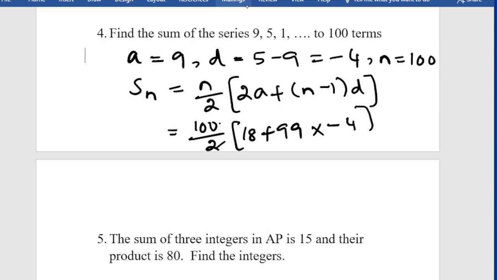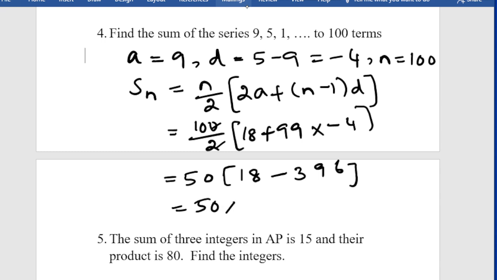I am cancelling this. So, I get 50 times 18 minus 396. So 50 times, 18 minus 396 is minus 378. The answer would be minus 18900. Okay. So this is the sum of the series to 100 terms.